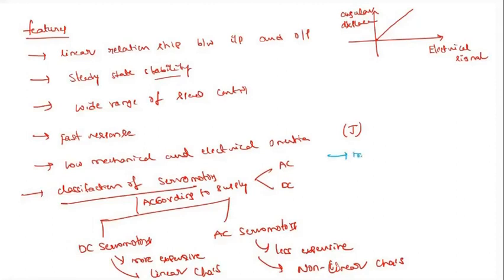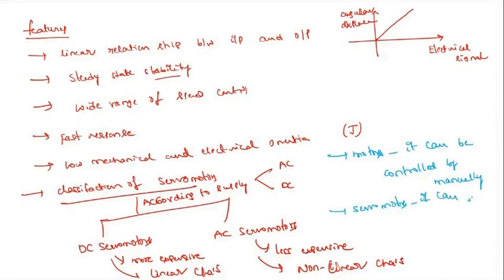Whereas in the case of motors, they are controlled manually. Whereas in the case of servo motors, they can be controlled automatically. What is controlled? Speed can be controlled, because for the motor, the speed is what is going to be controlled. There is no other parameter to control, only speed. So it can be controlled automatically.